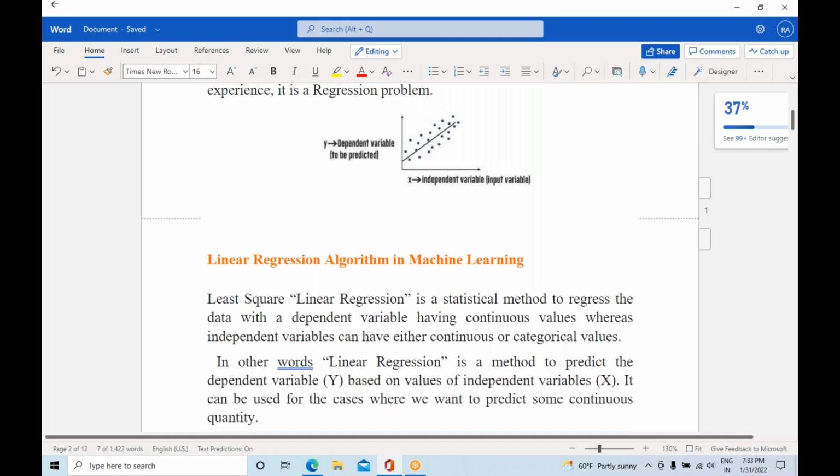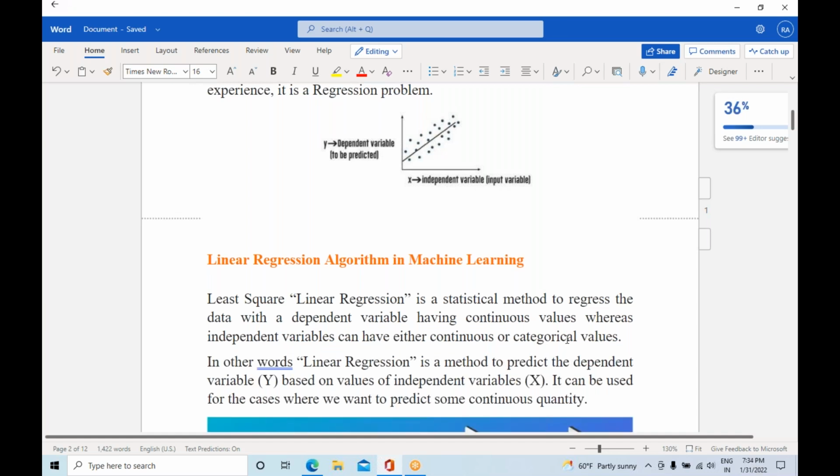It doesn't mean that every time the independent variable should be continuous. But the dependent variable should be continuous, while the independent variable may be continuous or categorical. In that situation we can use linear regression. One more time, just read this line. Linear regression is a statistical method to regress the data. To regress means we have to predict your dependent variable having continuous values, whereas the independent variables may be continuous or categorical.